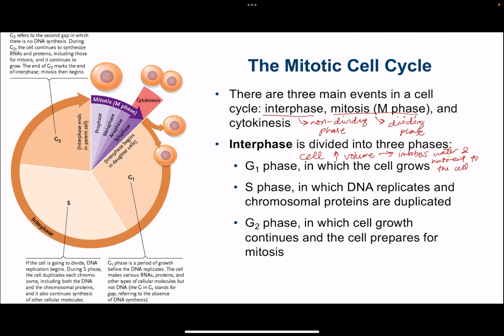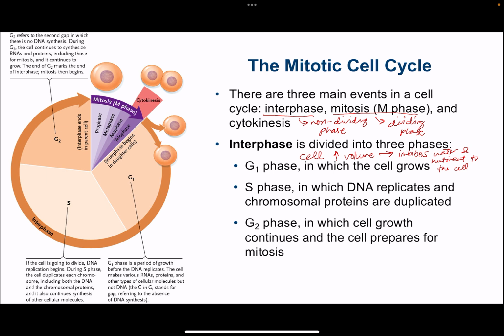Here, the chromatin is stretched into a long chromatin fiber. So at the G1 phase, the chromatin is starting to get folded or condensed into chromatin fiber as a preparation for it to become a chromosome.